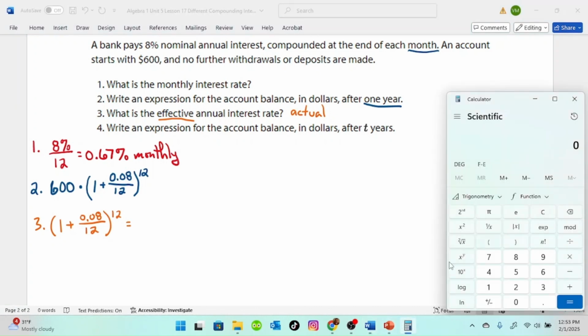And when we put this into a calculator, we're going to get 0.08 divided by 12 plus 1. And now we're going to take that to the power of 12. And here we get 1.082999. So I'm going to round it to 1.083.